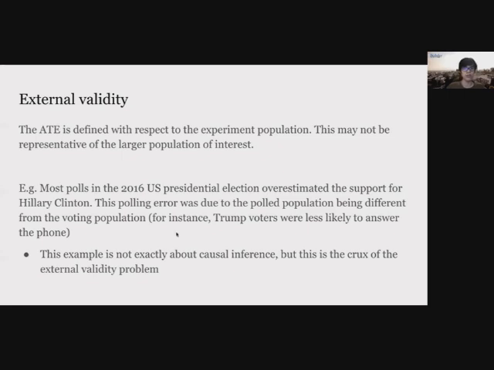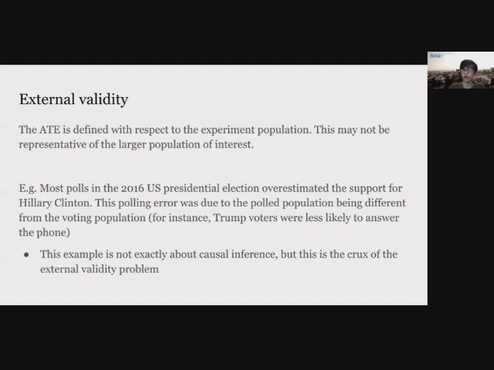Here's an example that isn't actually from causal inference, but in spirit, it demonstrates what the problem is. In the 2016 US presidential election, a huge majority of polls predicted that Hillary Clinton was going to win by a huge margin. Famously this was false, and she didn't win. What was the reason behind this? Polls are not perfect. Because they are based on samples, there's definitely going to be some error. But this was a huge systematic error, and the reason was this idea of external validity.